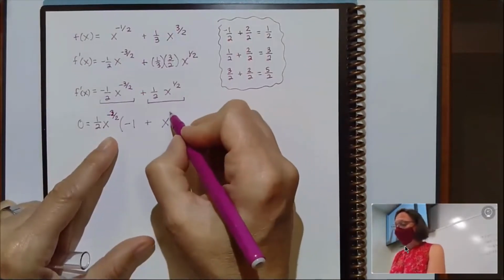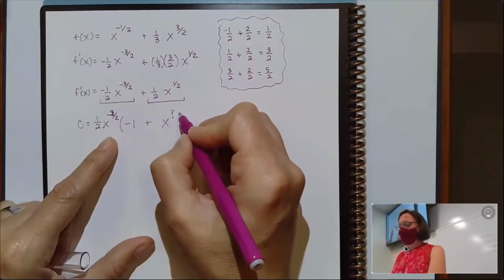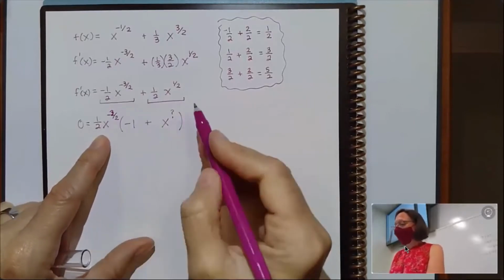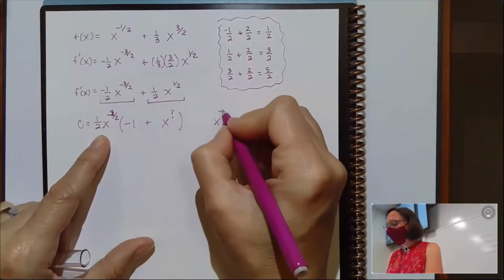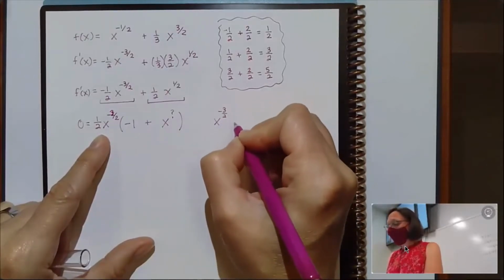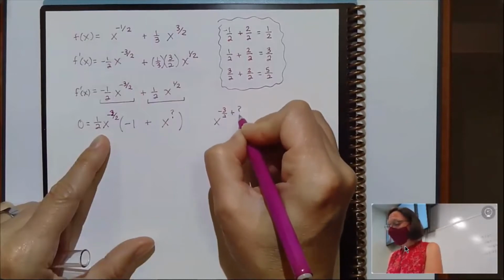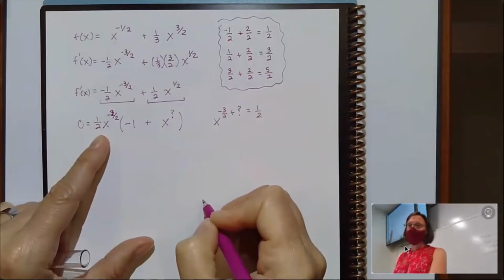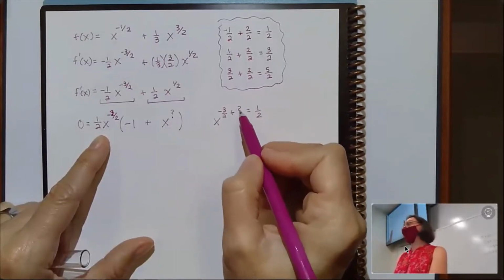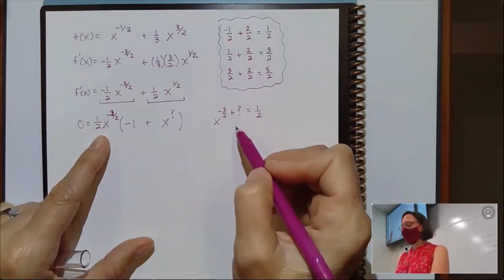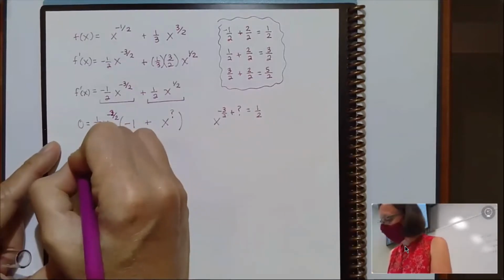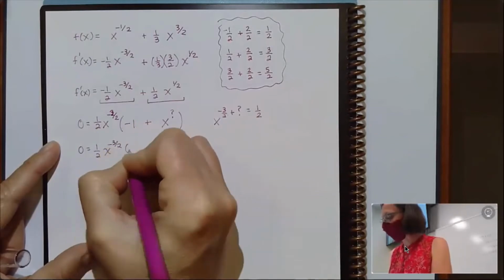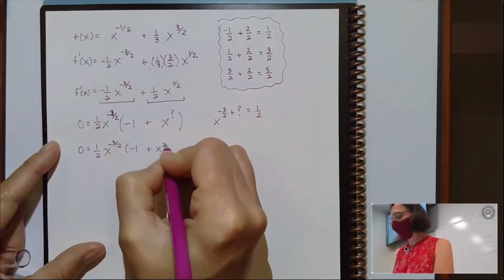But I'm thinking about this as like x to the something. And when I distribute this back in, I need that x to the -3 halves plus something would give me the 1/2 back that we started with. And the something that I need is 4 halves. So I'm looking at 0 is equal to 1/2 x to the -3 halves times -1 plus x squared.